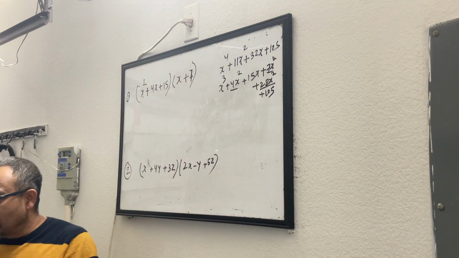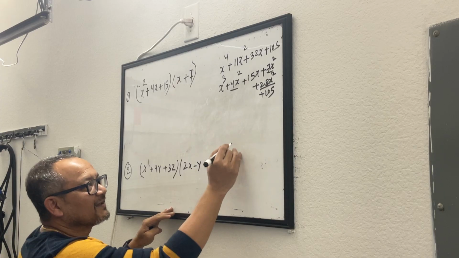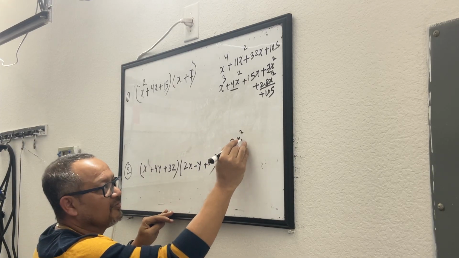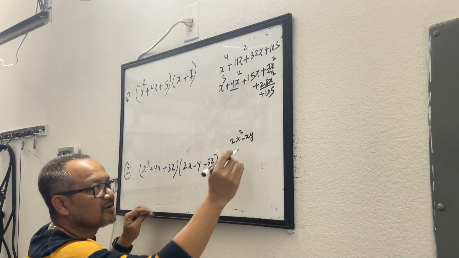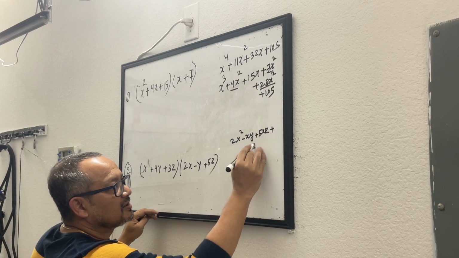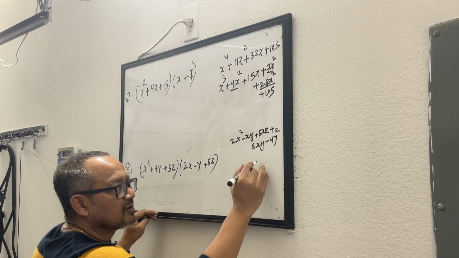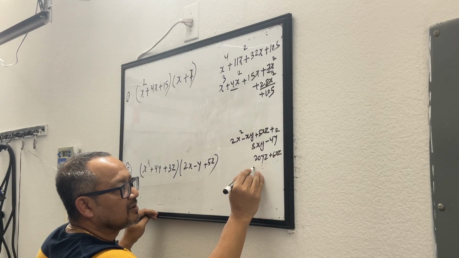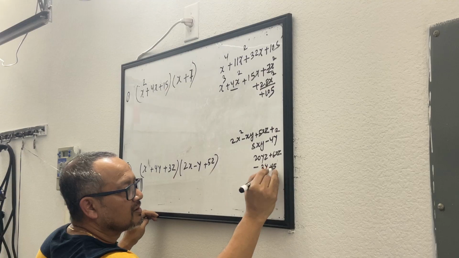How about the second one? I'll come to you, Sidhu. For the second one, without collecting like terms, I found 2x squared minus xy plus 5xz plus 8xy minus 4y squared plus 20yz plus 6xz minus 3y plus 15z squared.